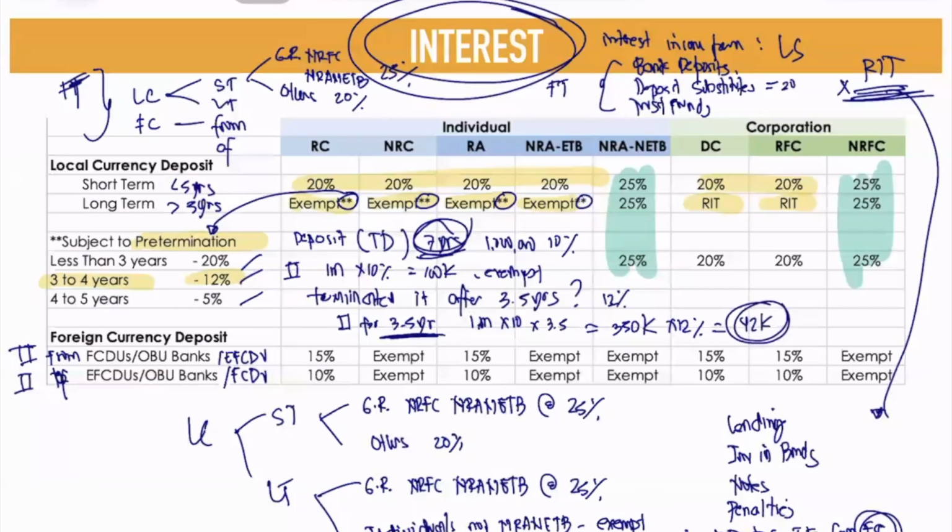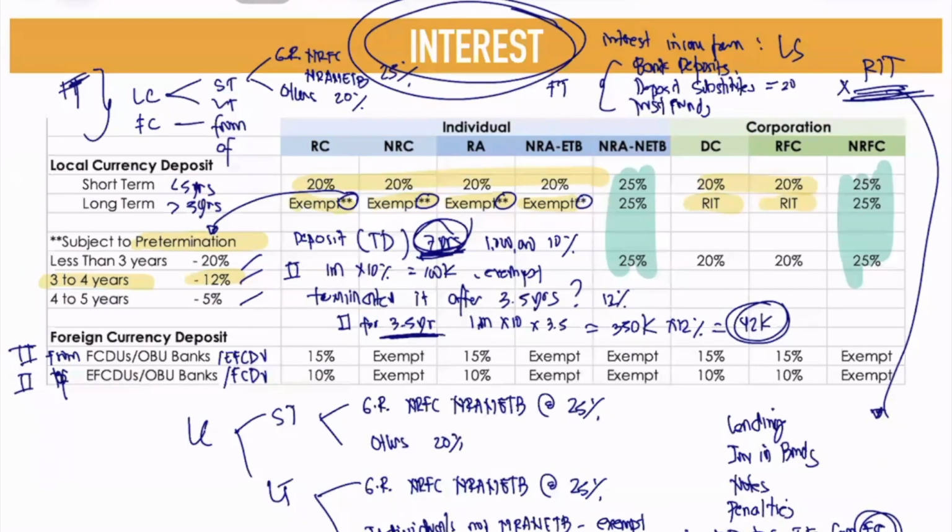Look at this. Initially, it is exempt, right? However, during the term of the deposit, you pre-terminated it. So since you pre-terminated it, it is subject to your pretermination rule. And what is that pretermination rule? If less than 3 years, 20%, 3 to 4 years, 12%, 4 to 5 years, 5%.